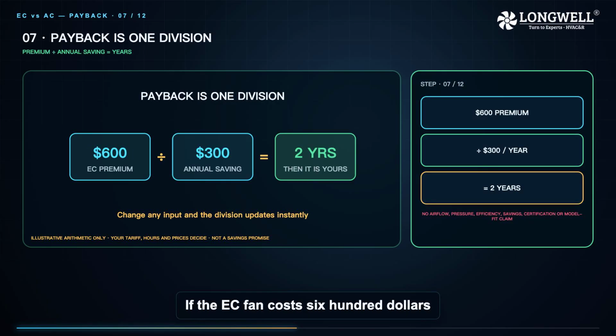Payback is then one division. If the EC fan costs $600 more to buy, 600 divided by 300 is 2 years. After that, the saving is yours for the remaining life of the fan, often a decade or more. Change any input, your tariff, your hours, your price difference, and the division updates instantly. That division is the entire financial case, and now you own it.